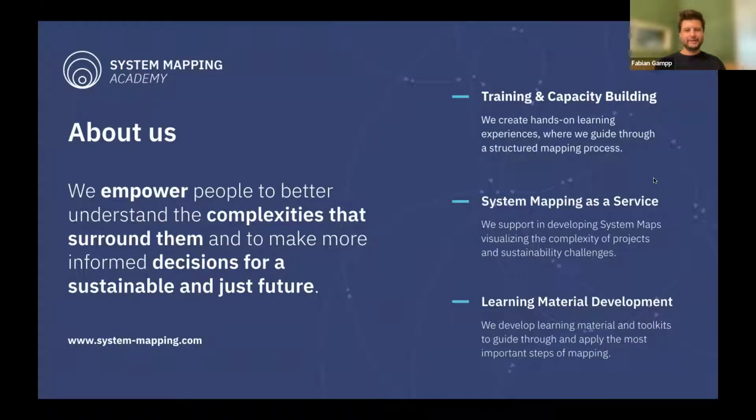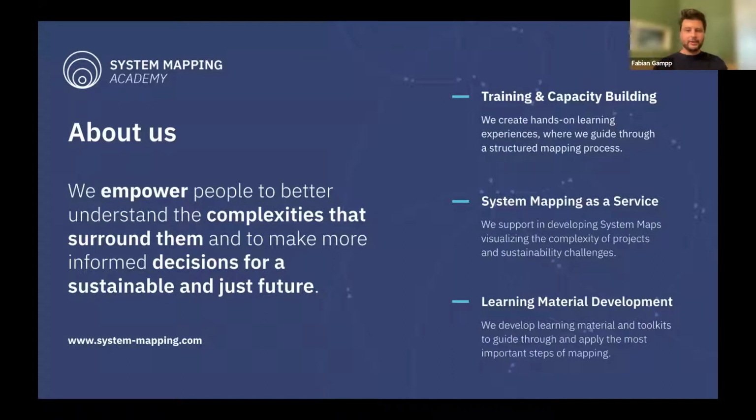We're really happy to be here and to share with you a bit of our knowledge and experience with system mapping firsthand today. And yeah, so shortly about us. As Maria also introduced already, we're working in the field of system innovation and system mapping. Our focus is mostly on capacity building and bringing people into this world of system thinking to understand systems a bit better and to get the tools to navigate this complexity.